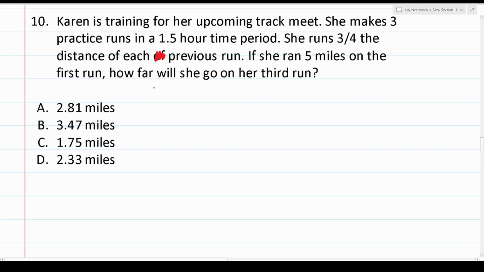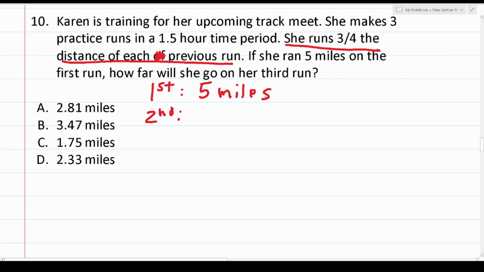We're told in her first run, she went 5 miles. That said, we're told that she runs 3/4 of the distance of each previous run. So that means in her second run, she's going to go 3/4 the distance of 5 miles. And in her third run, she's going to go 3/4 the distance of what she ran in her second run. So we're going to have to do quite a bit of arithmetic to go from 5 miles to the amount she ran on her third run. So let's go ahead and do that.